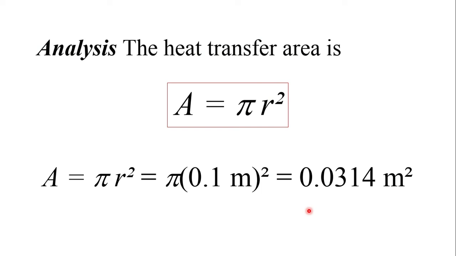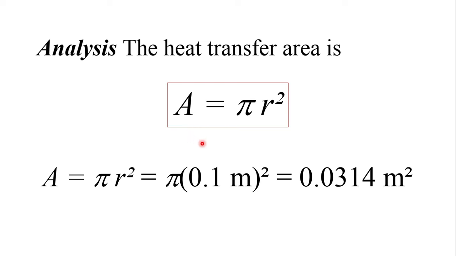So the first thing is that we have to determine the area of the bottom of the pan. It is in a round shape, so we can use this formula, that is pi r square. We are given a diameter of 20 centimeters. If we take half of the diameter, that will be equal to the radius of this circular pan.